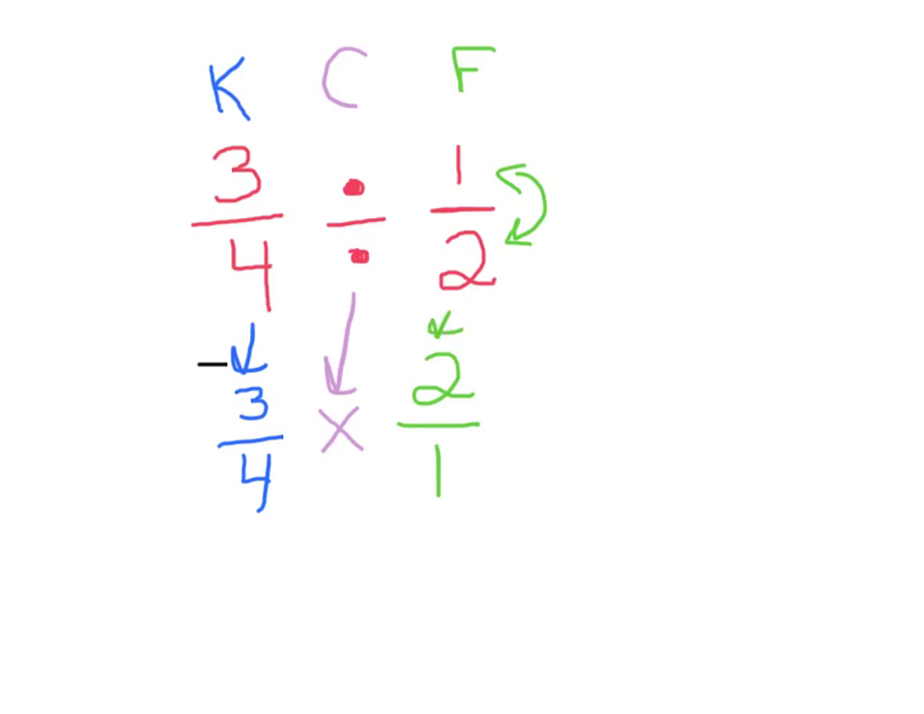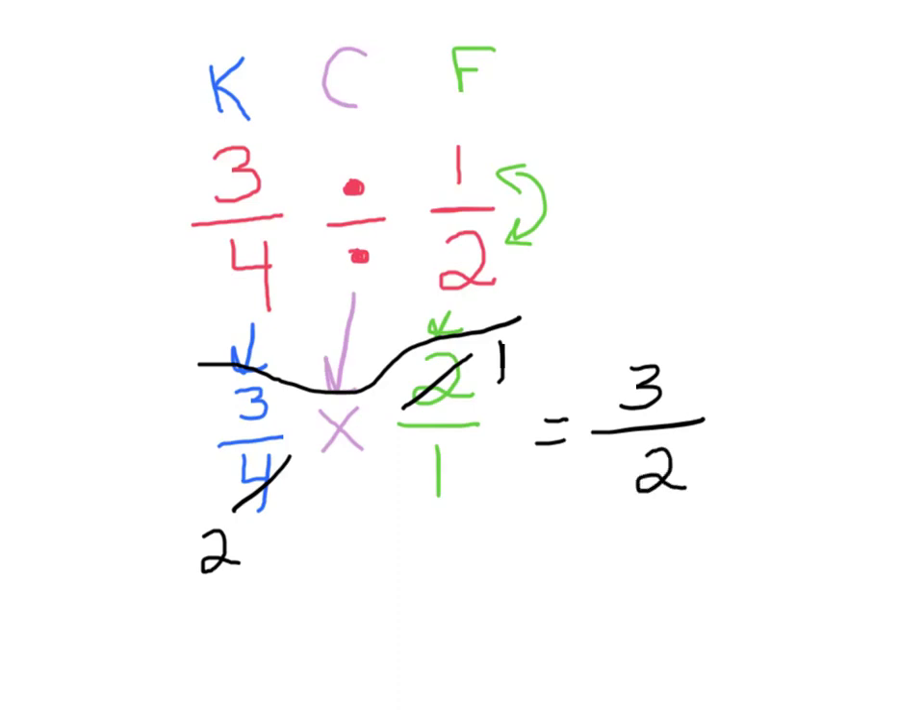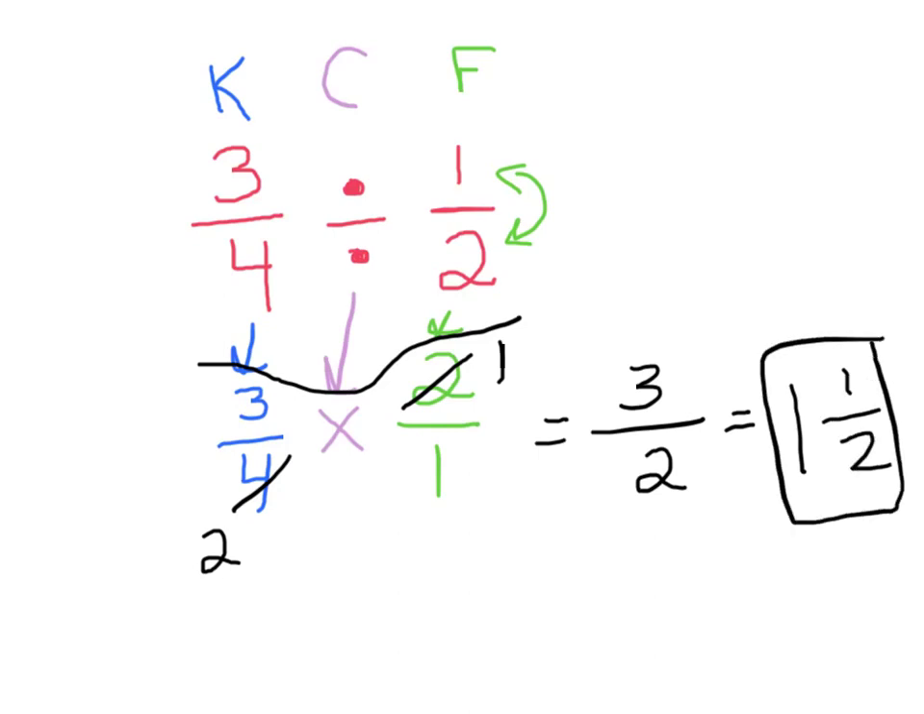I then say, okay, how can I reduce this? In this case, 2 and 4 are both divisible by 2. So 2 divided by 2 is 1. 4 divided by 2 is 2. So then if I multiply, 3 times 1 gives the answer of 3, and 2 times 1 gives me the answer of 2. So I have 3/4 divided by 1/2 gives me an answer of 3/2. And then of course I need to change that into the mixed number 1 and 1/2 for my final answer.